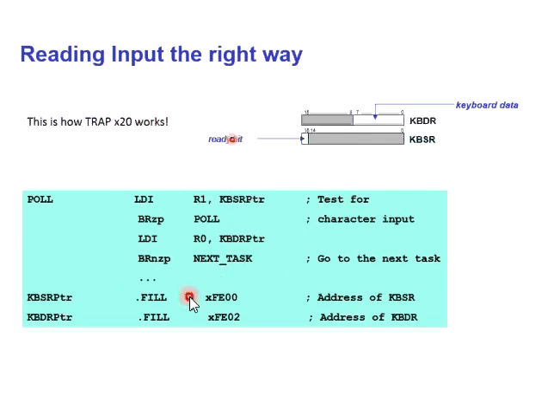In fact it is the same. You see, when we go out, this is the polling routine. When we go out, we read the value from KBDR and assign it to R0. And we go to the next task.